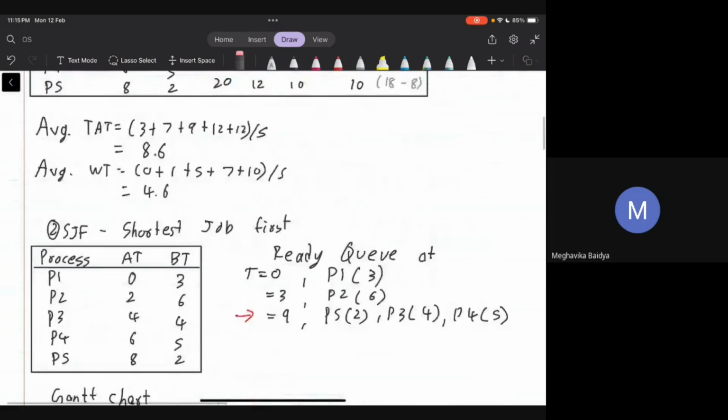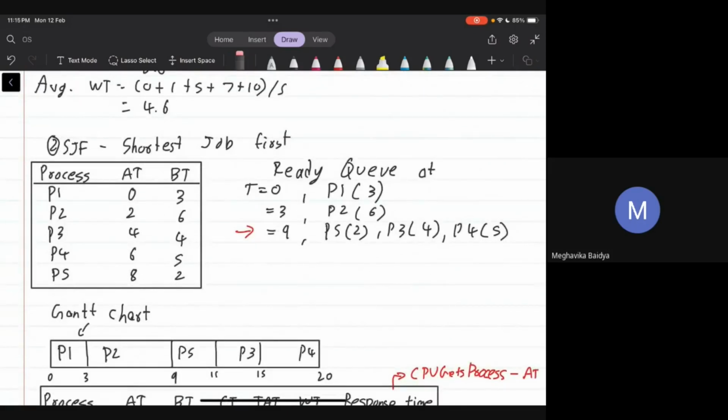See, this is because this is non-preemptive. We don't have to write for every single one. That is, for t equals 2, P2 came; for t equals 4, P3 came; for t equals 6, P4 came. We don't have to write all this because this is non-preemptive.